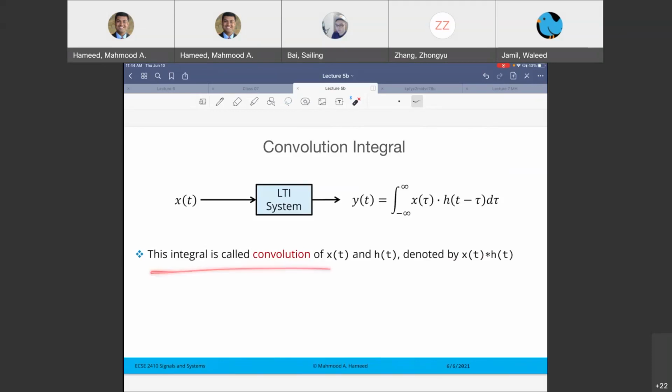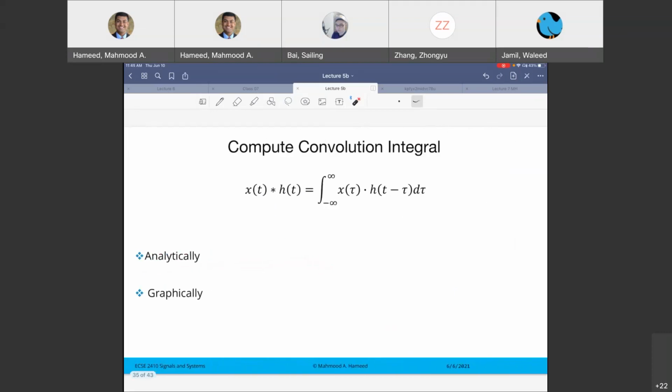All right. Let's see. This integral is called the convolution integral, and you're doing it for input and impulse response, x and h, denoted by that asterisk operation. Next, we can do this two ways. We don't have an array algorithm. Why don't we have an array algorithm for this?